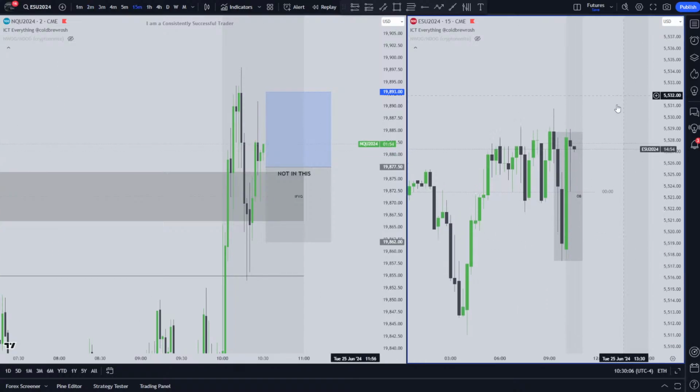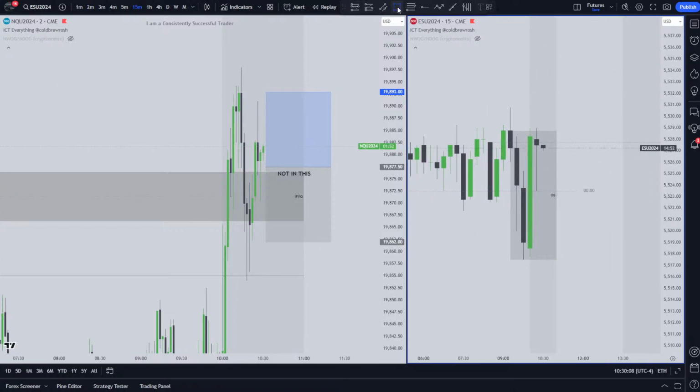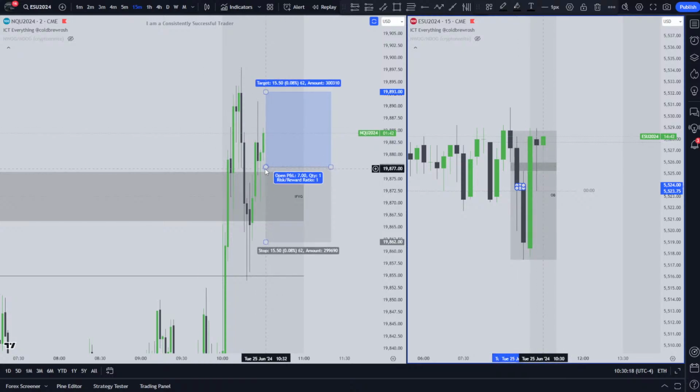Oh look, I didn't see this until just literally now. We did have an inverse here, and there was a volume imbalance. Oh, that might have made this valid. It's too late now. I'm not gonna chase that.